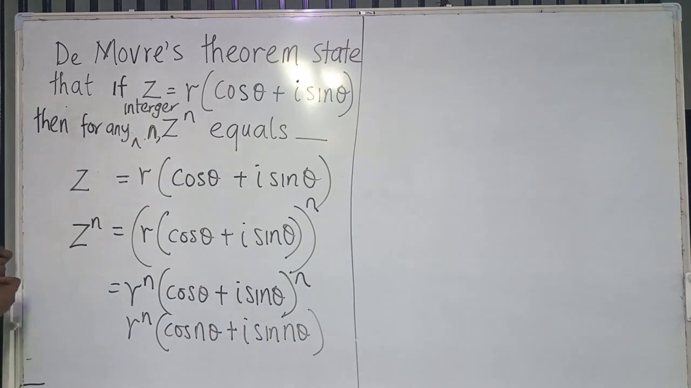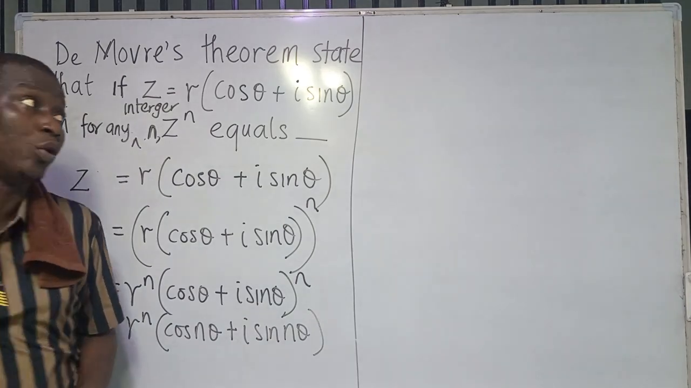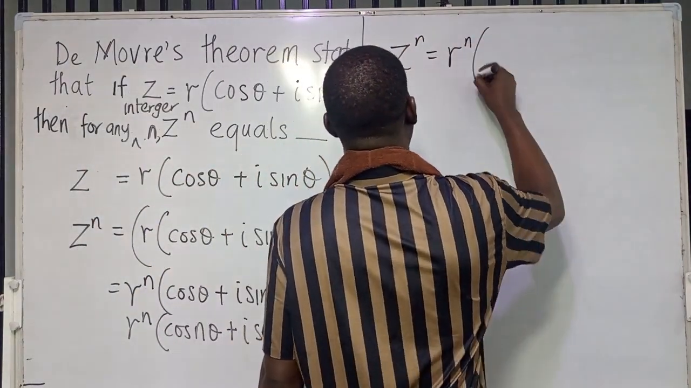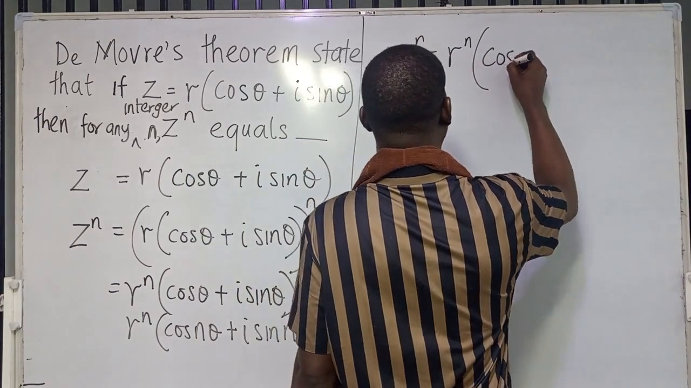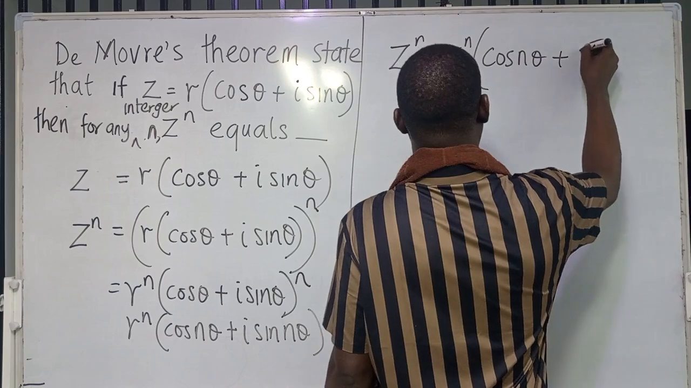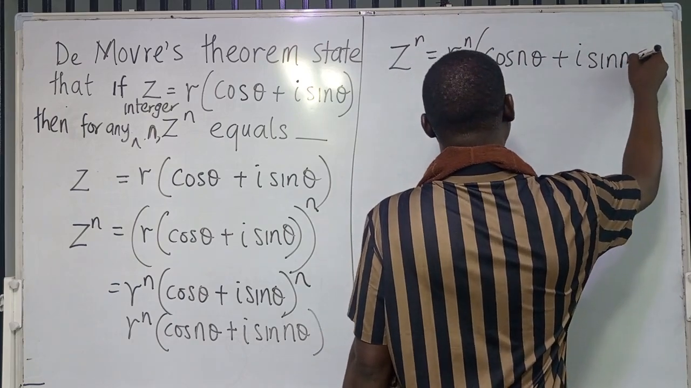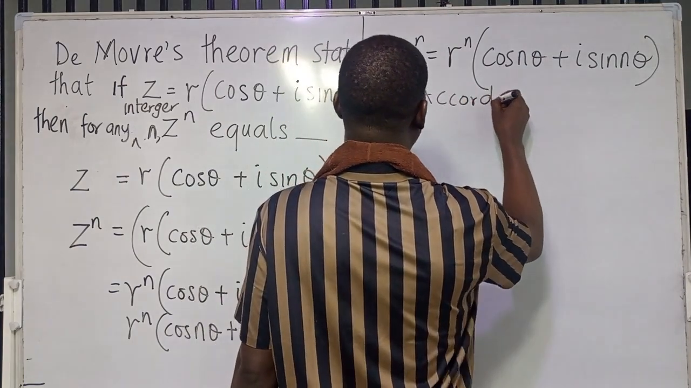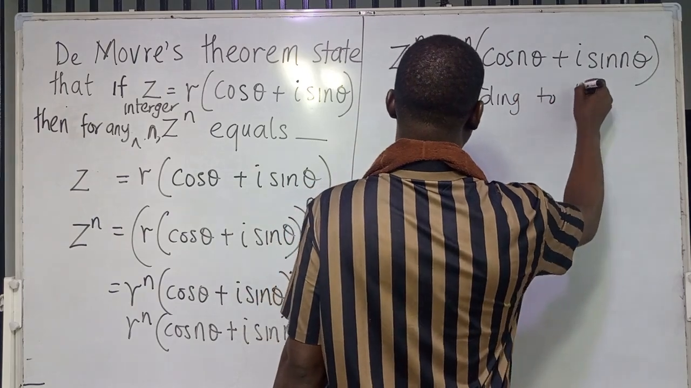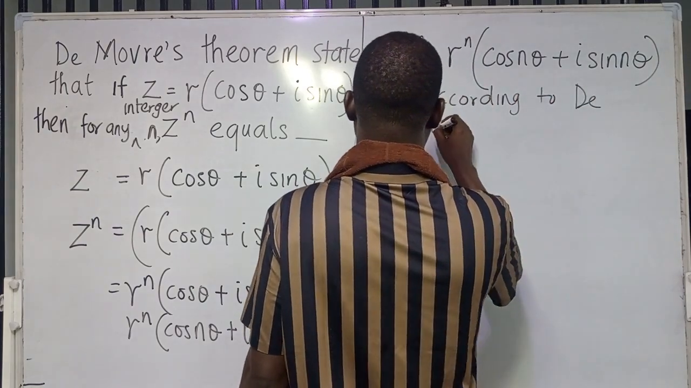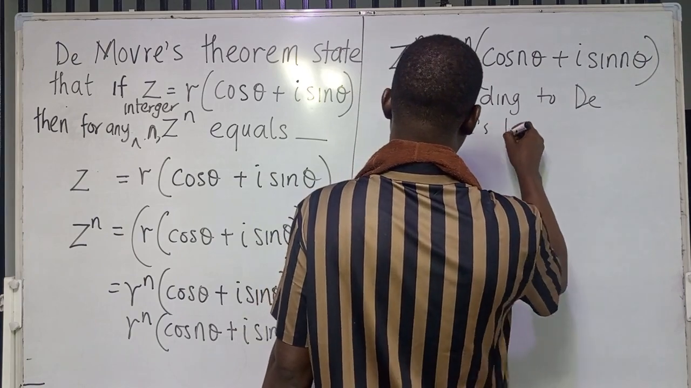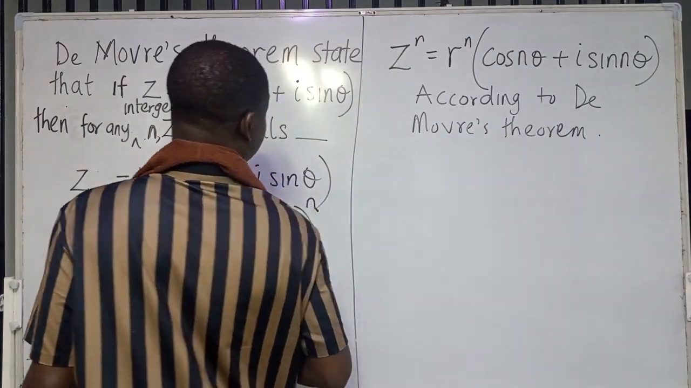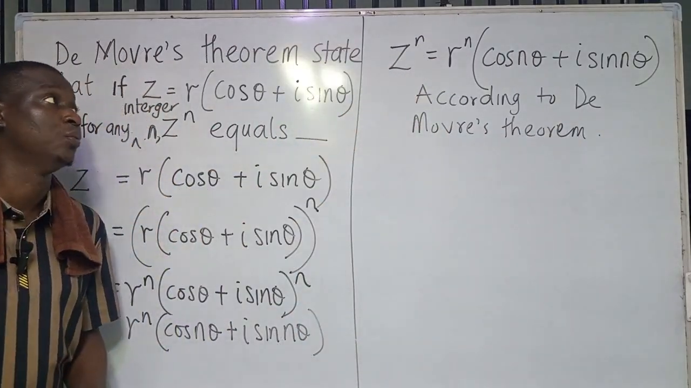So our answer now is z raised to power n equals r raised to power n, open bracket, cos n theta plus i sin n theta, according to De Moivre's theorem. So this is what we have done, and that will be our answer. Thank you.